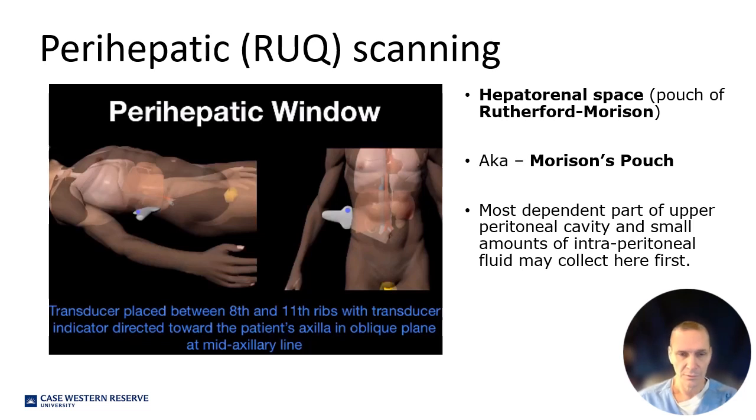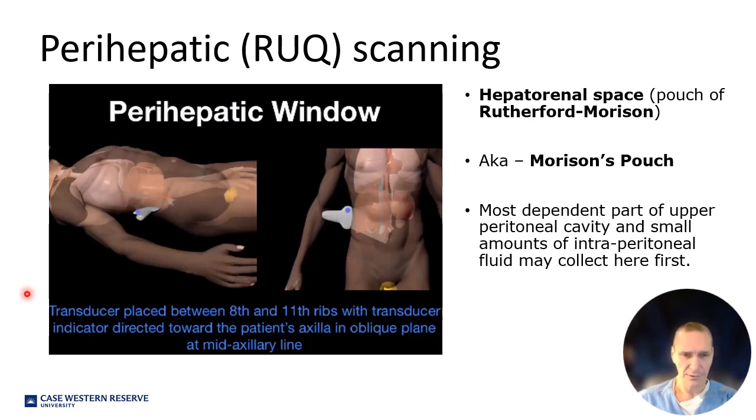The first view we'll talk about is the right upper quadrant. Again, why? Because this is the most likely area to detect hemorrhage, and most large hemorrhages you will detect here anyway. The indicator should point towards the patient's head, and you're looking into the body for an area called the hepatorenal space, more commonly called, at least in the United States, Morrison's pouch.